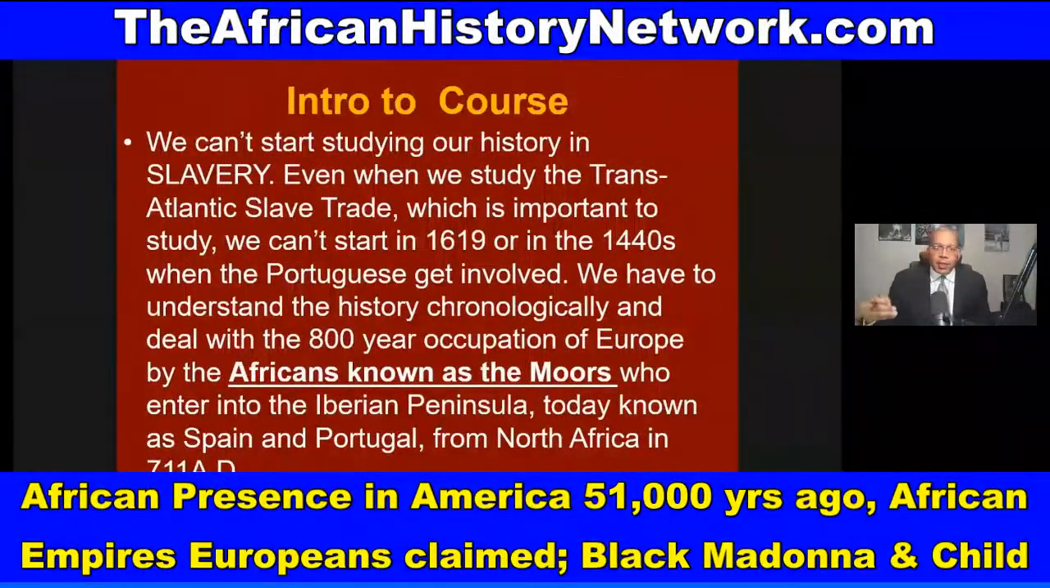We have to understand the history chronologically and deal with the 800-year occupation of Europe by the Africans known as the Moors, who take the teachings from ancient Kemet, ancient Egypt, into the Iberian Peninsula, today known as Spain and Portugal. It's these teachings that the Moors take into Europe from the Nile Valley region of Africa that bring Europe out of the Dark Ages. And then the next period that Europe enters into is called the Renaissance era, which is a period of new enlightenment. So we have to deal with the 800-year occupation of Europe by the Africans known as the Moors, who entered the Iberian Peninsula in 711 AD.